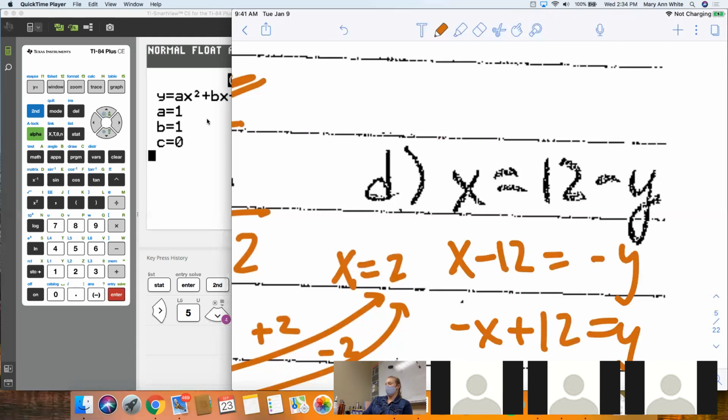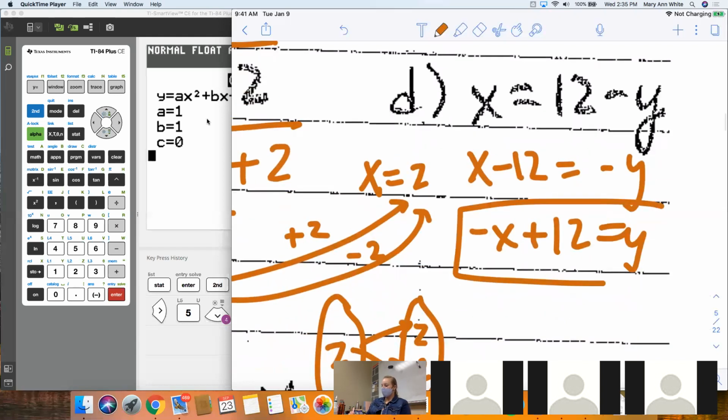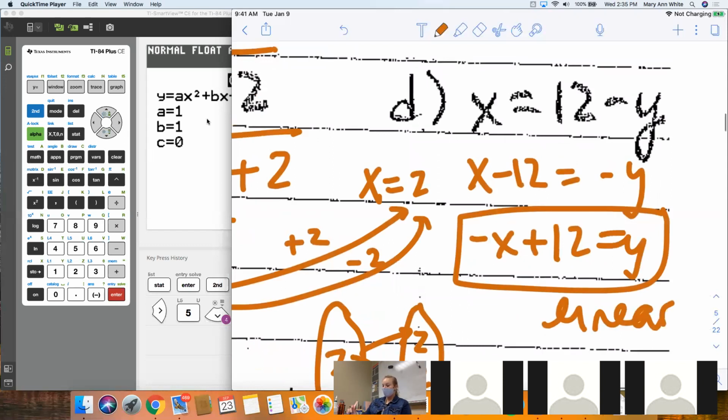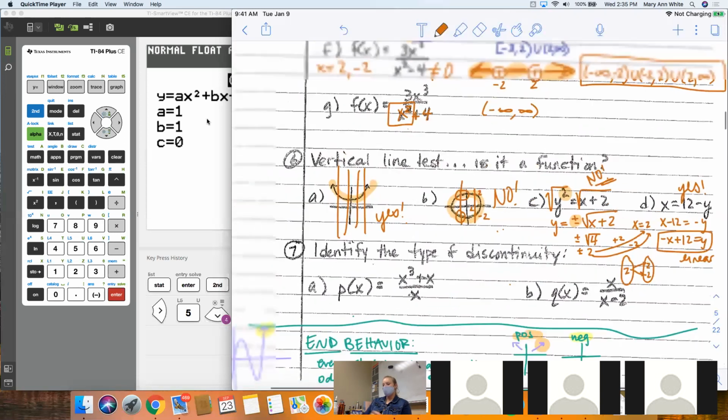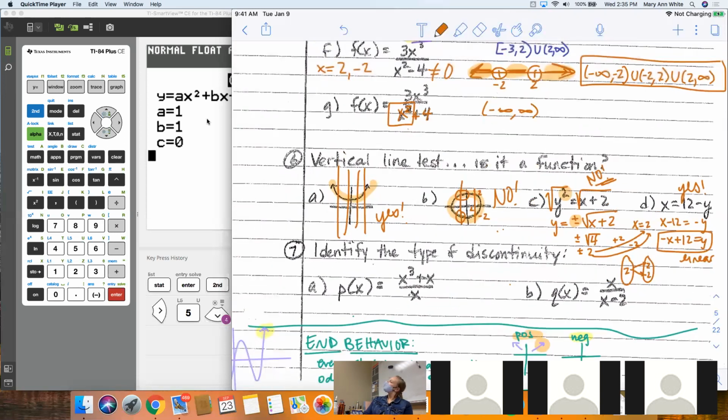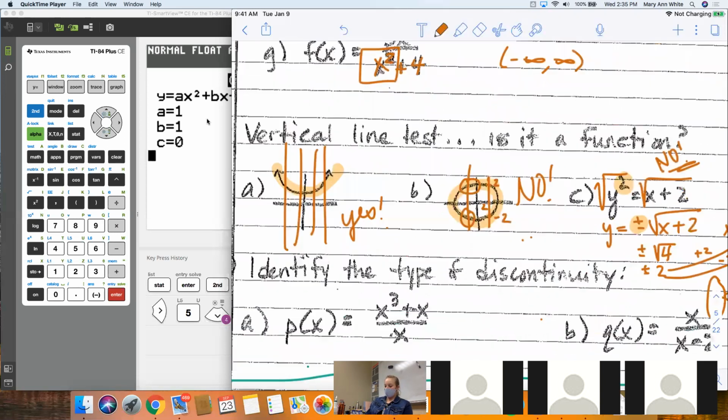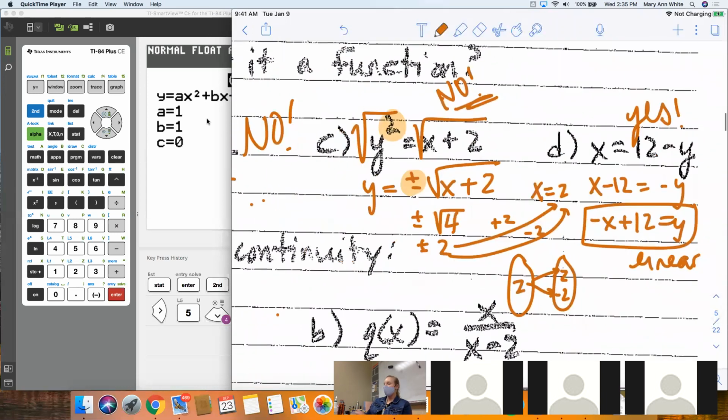Does anyone know what kind of function that is? What do you say, Patrick? Linear. It's going to be a line. This makes a line, and I know a line is a function. So that is okay. This is yes. So we did it with the graph, yes or no, and then we did it with our equations.